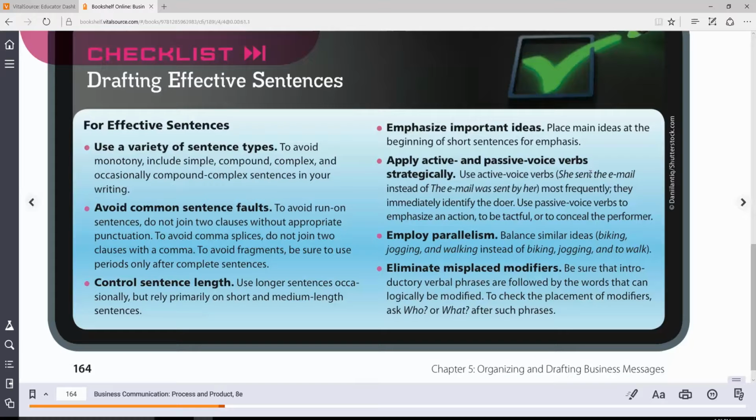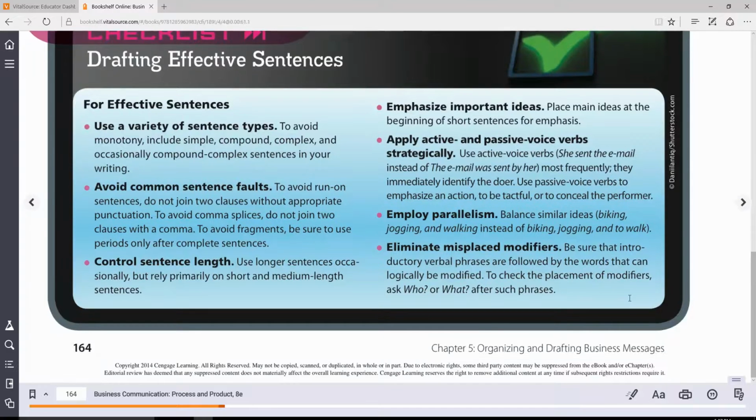Now here's a checklist, the typical end of chapter checklist. But there's still a little bit more to this chapter. Okay, it's given us 2 checklists. Drafting effective sentences: use a variety of sentence types, avoid common sentence faults, and it gives you information. Control sentence length, emphasize important ideas, apply active and passive voice verbs, employ parallelism, eliminate misplaced modifiers. Okay.